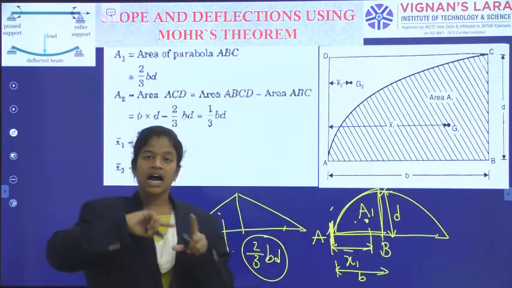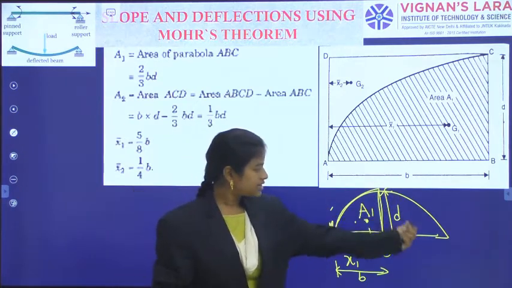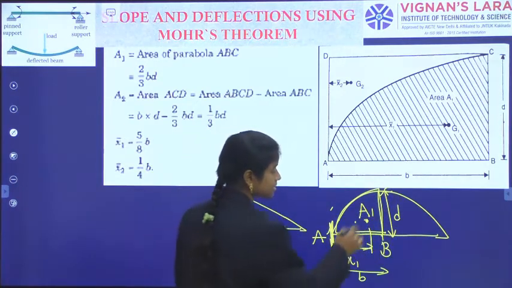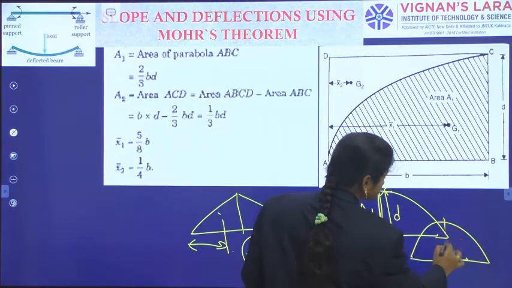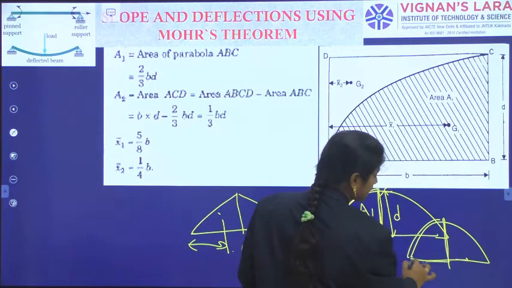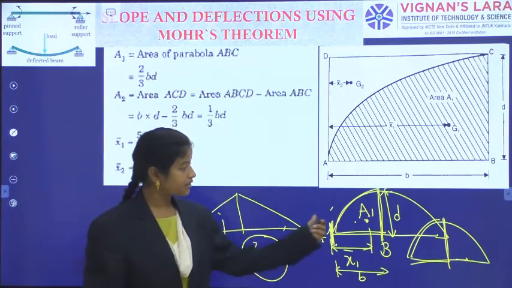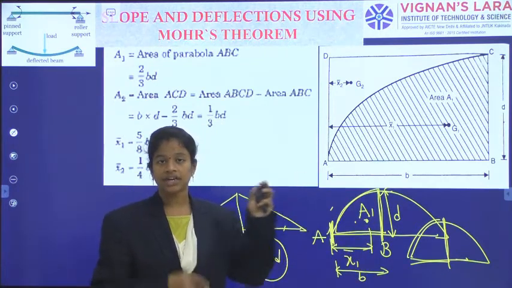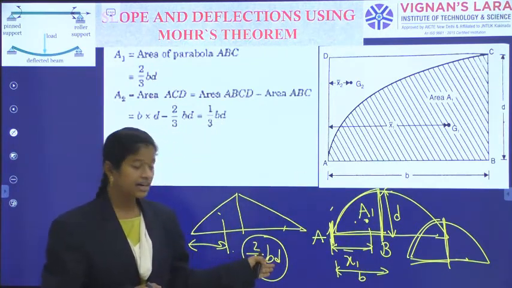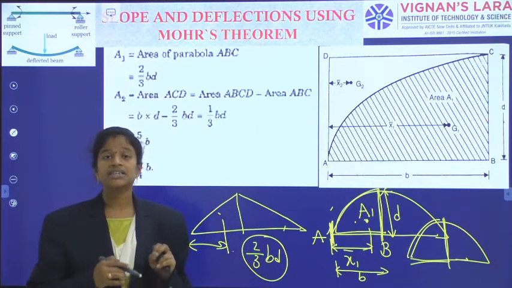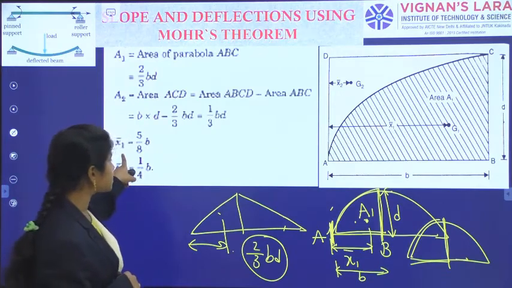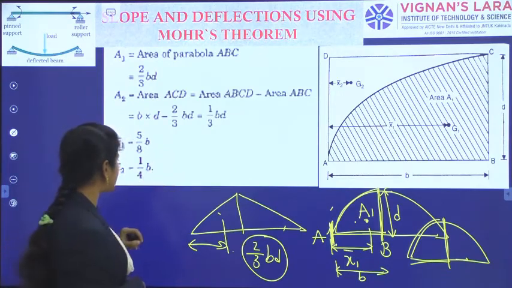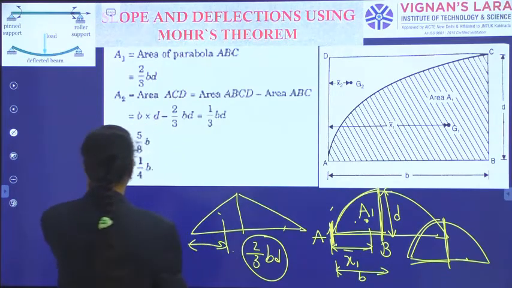So this half, semicircular-like shape, is not a semicircle but a smooth parabola. For this half-parabola shape I can evaluate the area. And also, what is the location of the center of gravity from the tip? That measurement is indicated as x1 and it is 5 by 8 B. Sorry, 5 by 8 B.